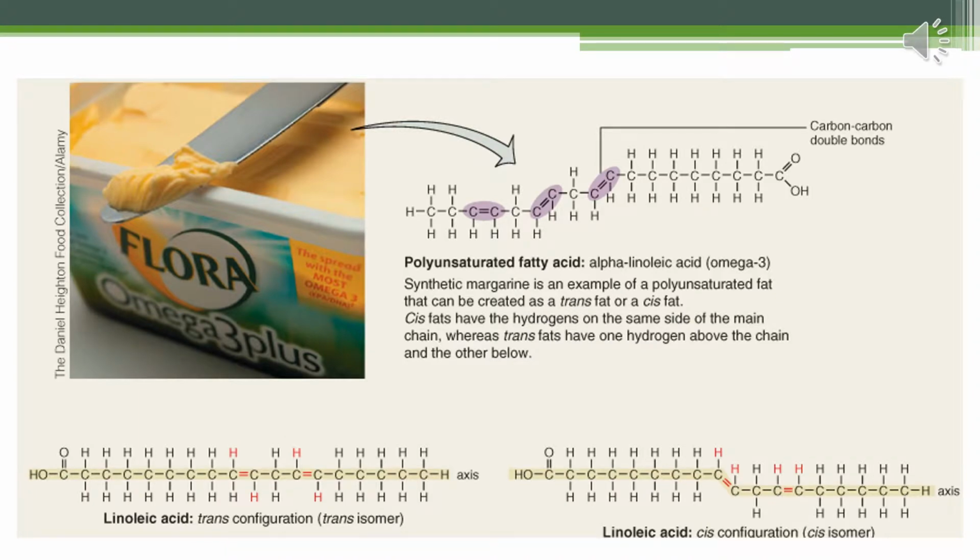So here's an example of polyunsaturated fat, and this is found in what appears to be shed spread in this case. So up at the top we have one conformation of a polyunsaturated fat, and then at the bottom we have the other two conformations of the same fat.